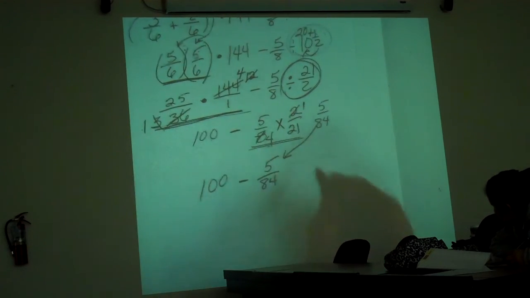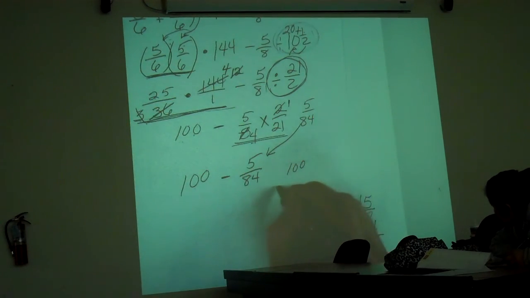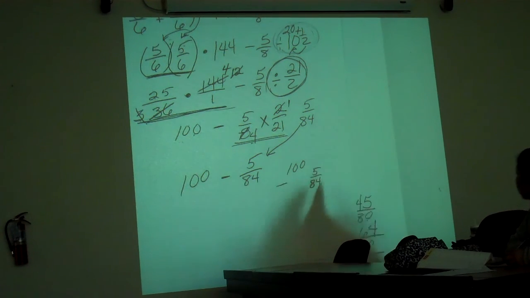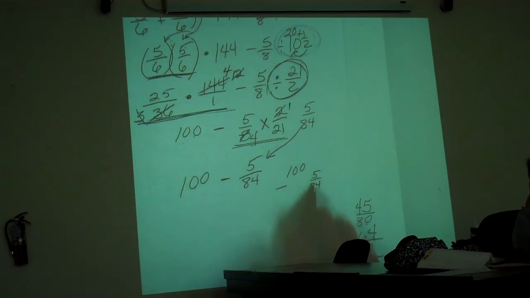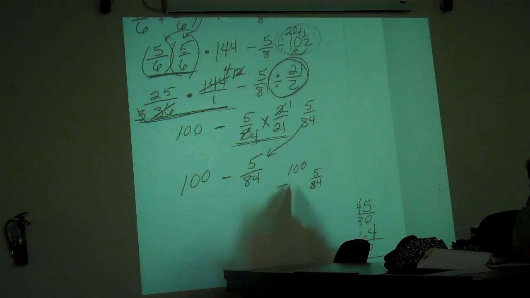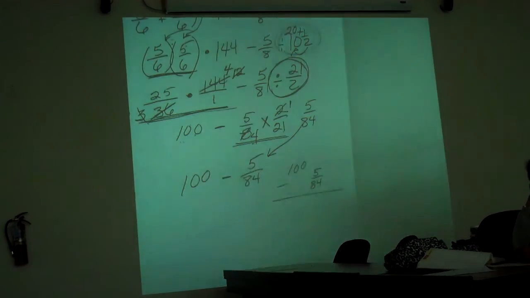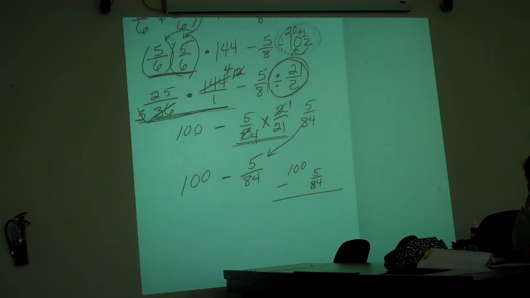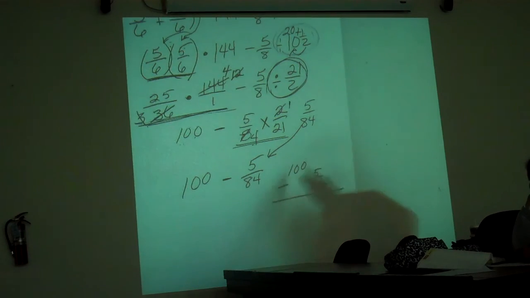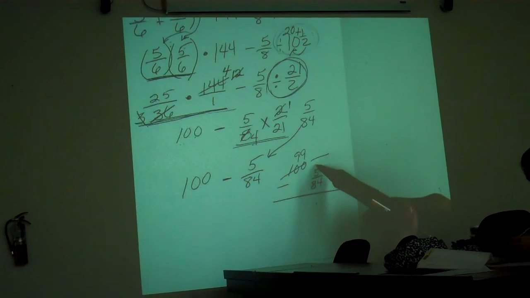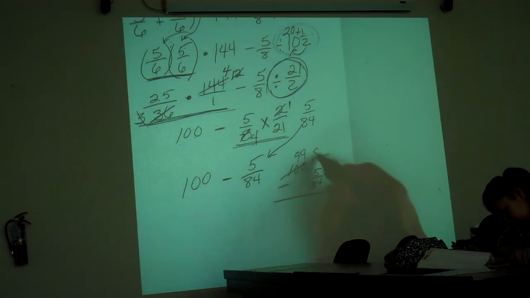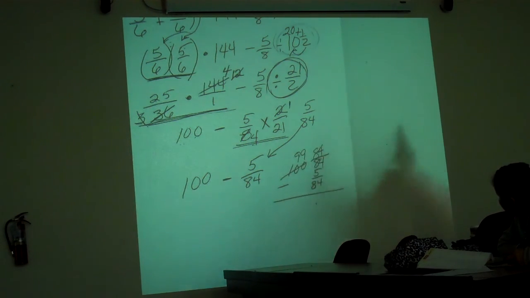Okay, off to the side, we're going to be doing 100 minus 5 over 84. I put the fraction off to the side because we're going to have to subtract it from something. 100 minus 5 over 84. Okay, to subtract, what do we need? Are we just going to have 5/84 right here? No. We need to borrow, right? Are we going to put like 5 over 84? Right, 84 over 84.